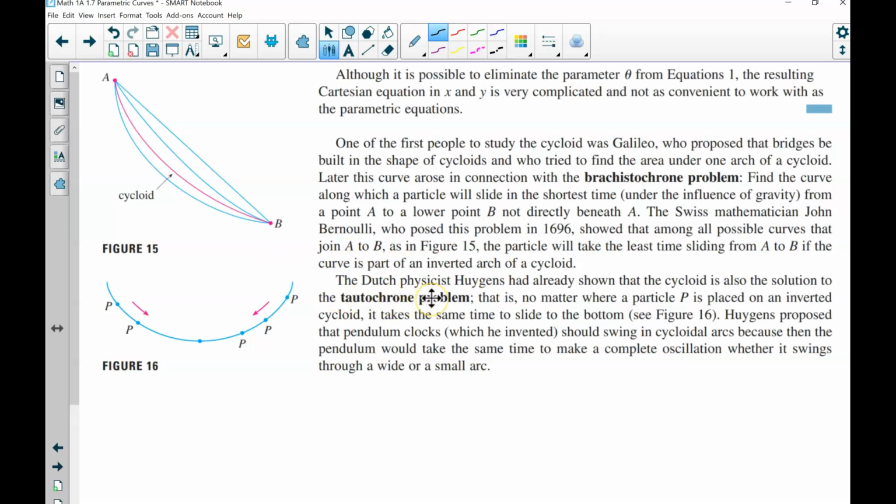The Dutch physicist Huygens had already shown that a cycloid is also the solution to the tautochrone problem. That is, no matter where a particle P is placed on an inverted cycloid, it takes the same time to slide to the bottom. So Huygens proposed that pendulum clocks, which he invented, should swing in cycloidal arcs, because then the pendulum would take the same time to make a complete oscillation, whether it swings through a wide or a small arc.